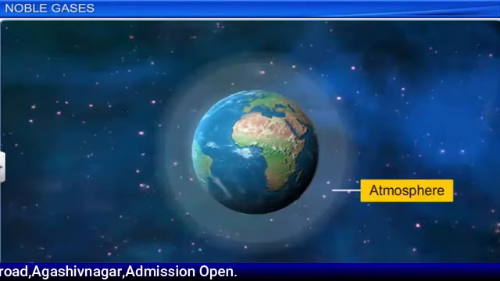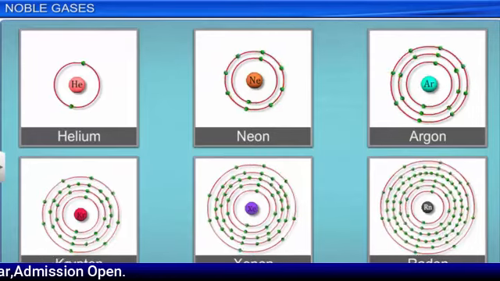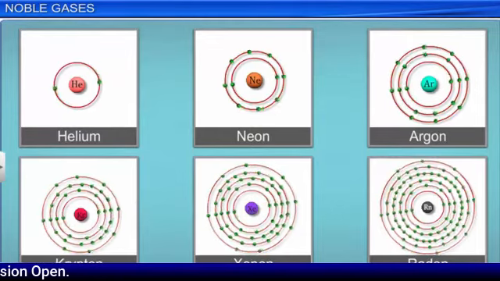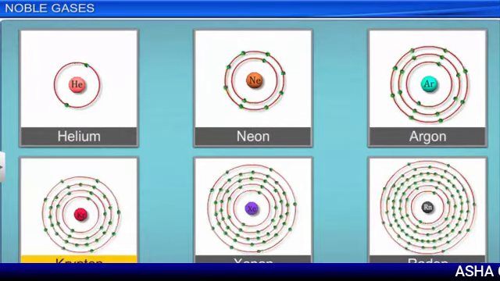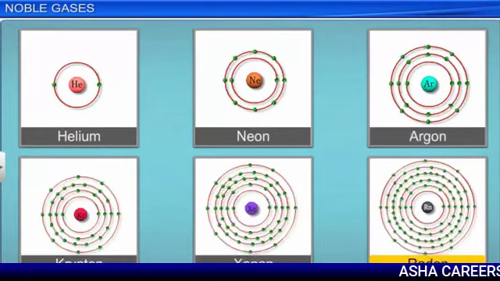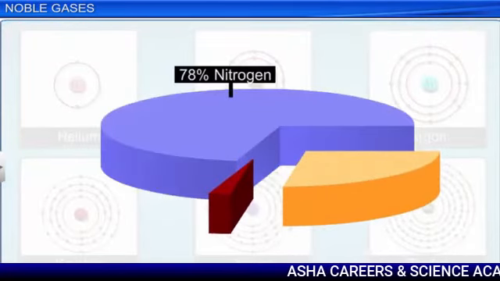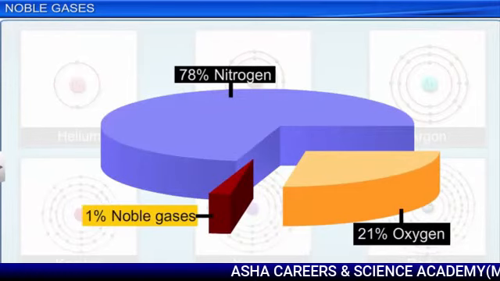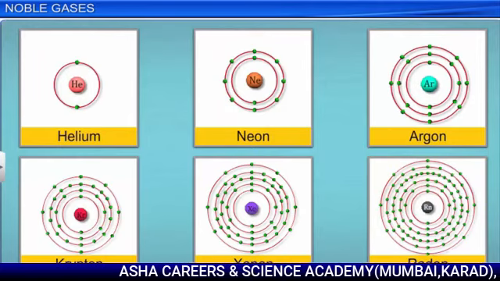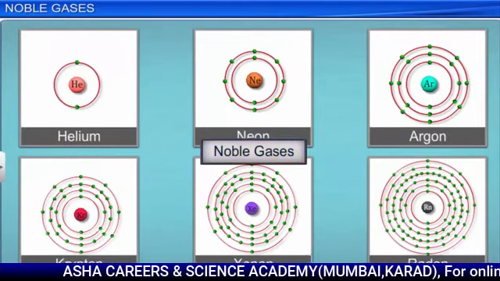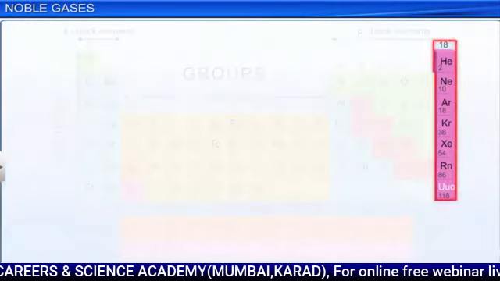Our atmosphere is made up of many gases. But there are 6 gases, namely helium, neon, argon, krypton, xenon, and radon, which are rare, and collectively they make up about 1% of the atmosphere. These gases do not bond with other elements and hence are called noble gases. Incidentally, these gases are placed in group 18 of the periodic table.